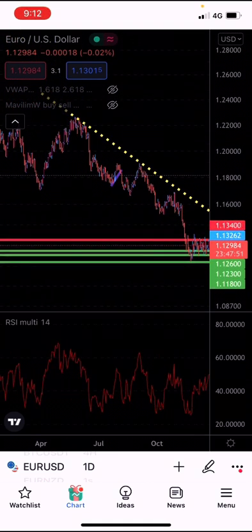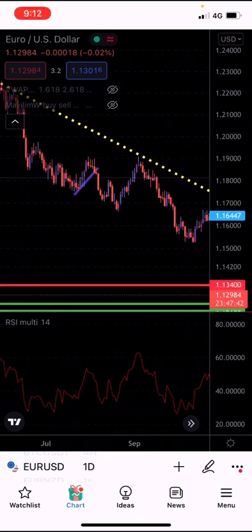So there's a breakdown of our last 3 trades using TradingView charts. And if you have any questions, just reach out in the chat.